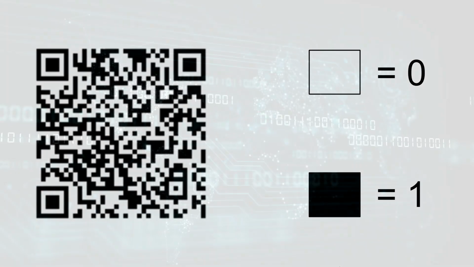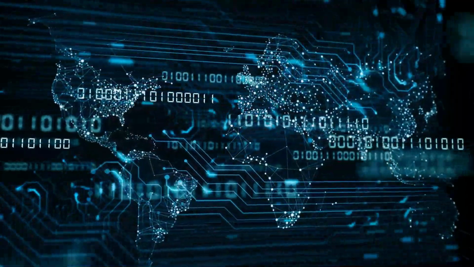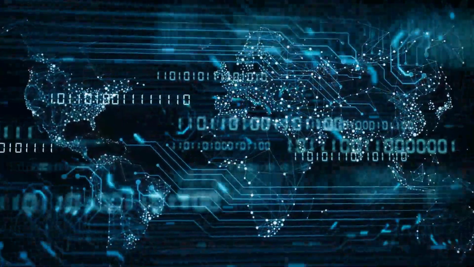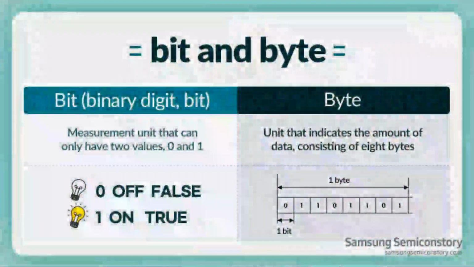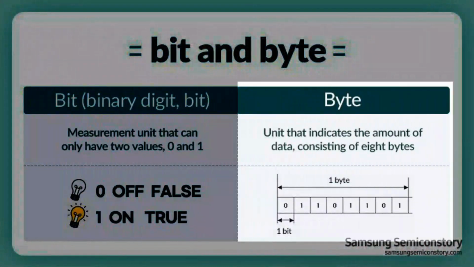The white represents a 0 and the black a 1. But there's obviously more to binary code than ones and zeros. Binary code is what runs everything data related in a computer, but it does this using bits and bytes.